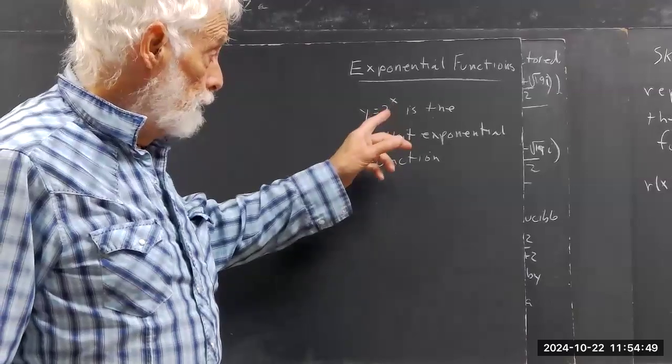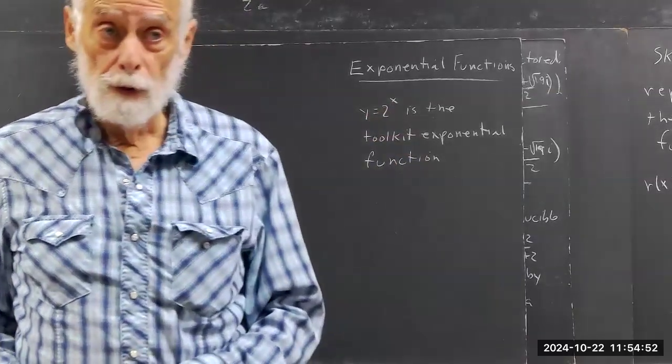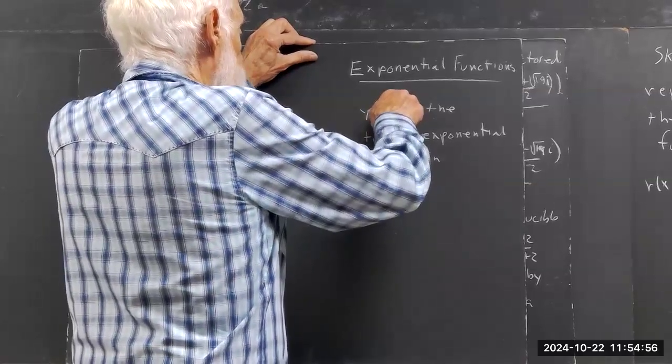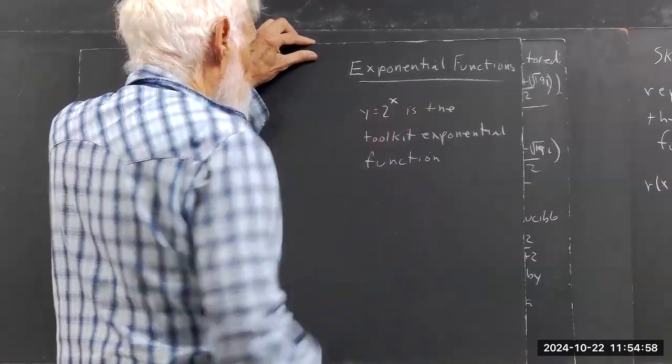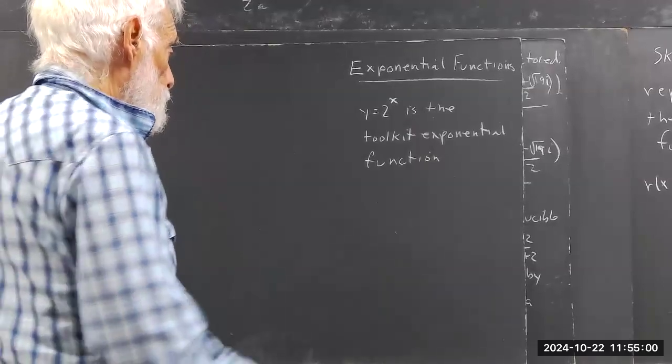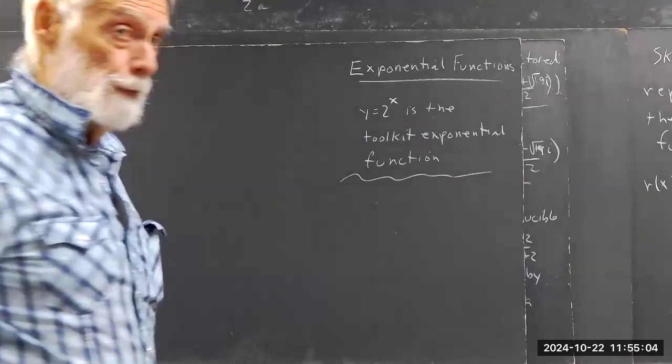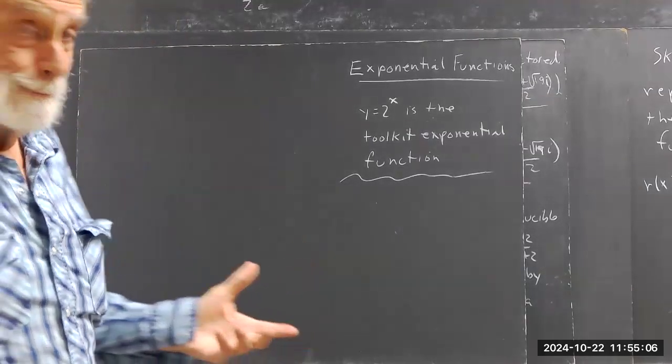Okay, well, you have this y equals 2 to the x toolkit function. Now, if you're in my class, you're very familiar with this function. But if you're not, let me just graph it by making a table.